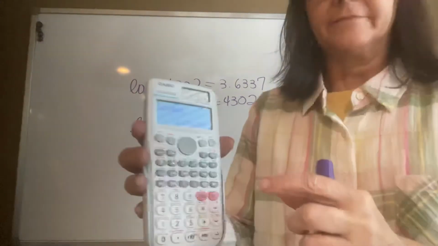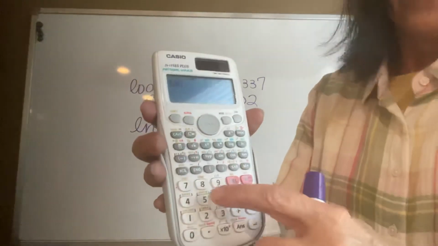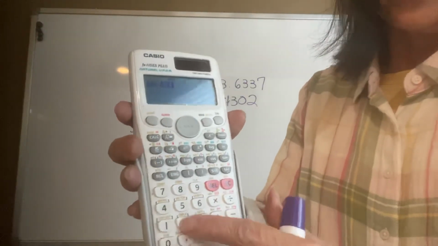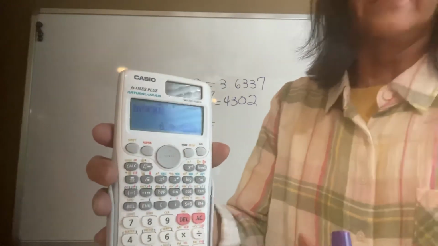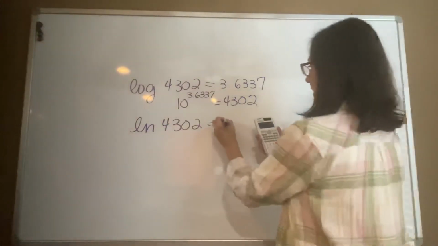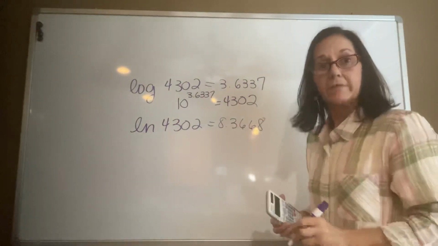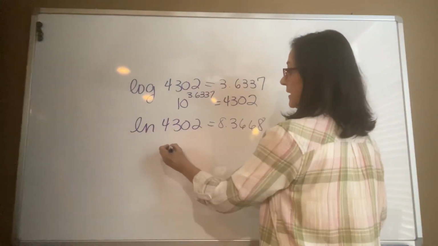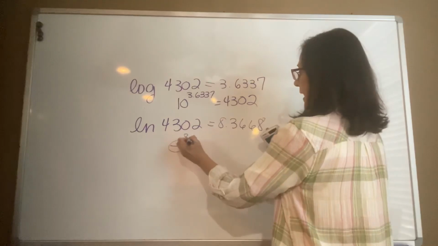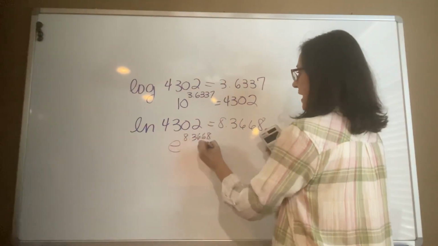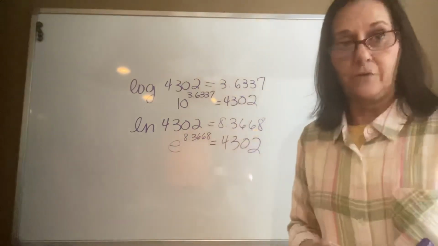Now let's do the ln. Hit the ln button right here. ln 4302 equals, and that's the answer. It's 8.3668. When I write that in exponential form, because it's ln, the natural log, my base is e. Here's my exponent. e to the 8.3668 equals 4302.